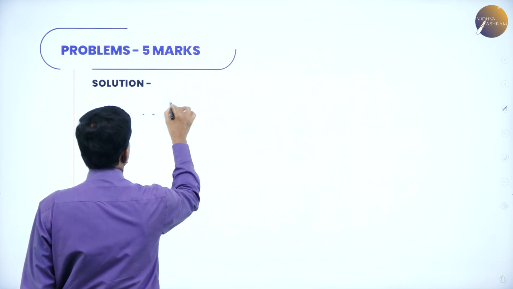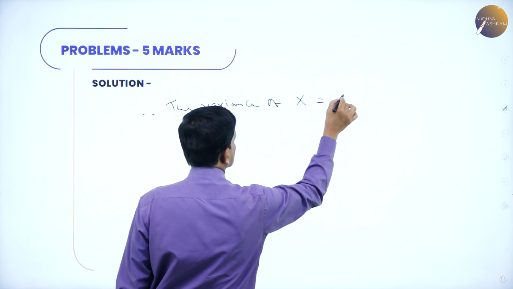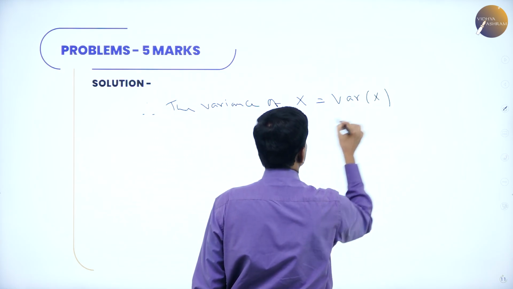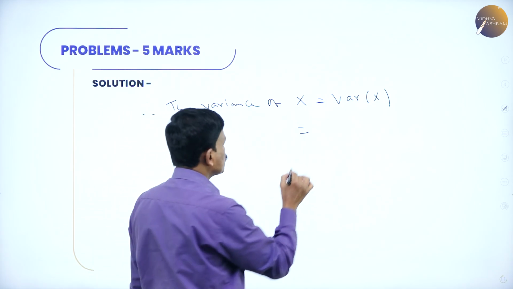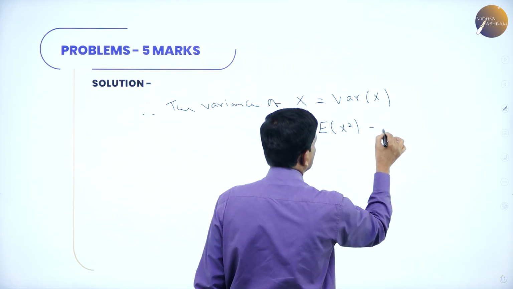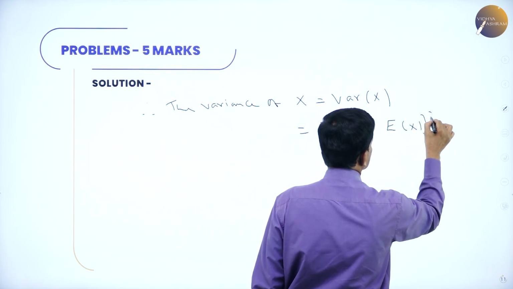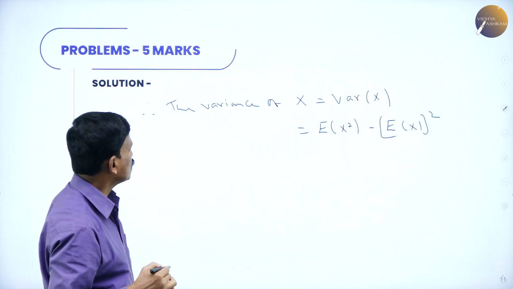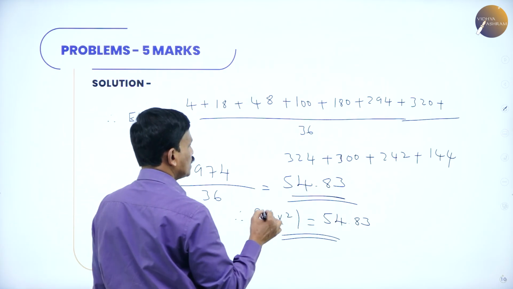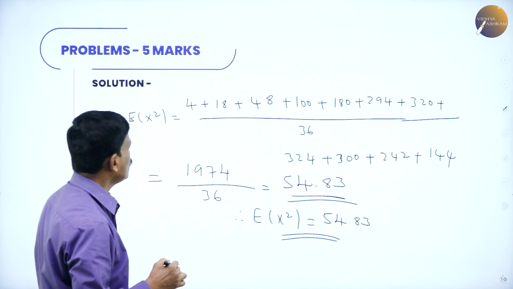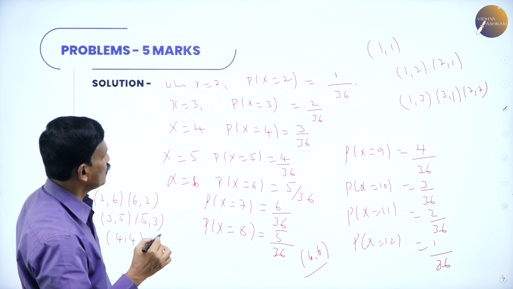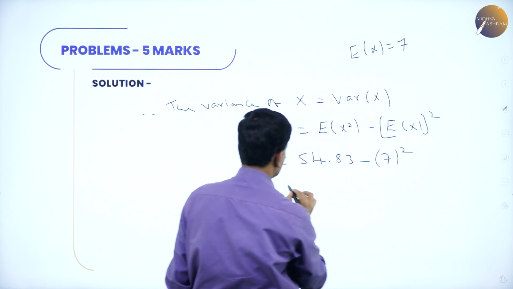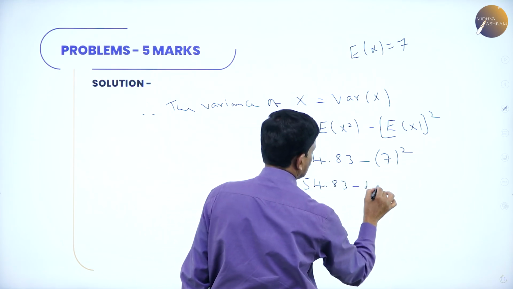So the variance of x, Var of x, is equal to, what is the formula for this? E of x square minus E of x whole square. This is the formula. What is E of x square? 54.83 minus E of x. What is E of x? From the first table we got E of x is equal to 7. So this is 7 square. 7 sevens are 49.